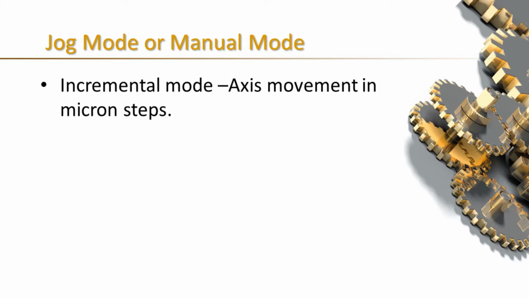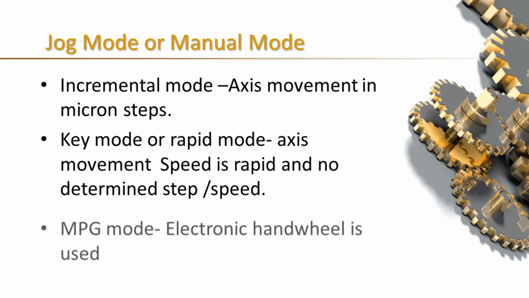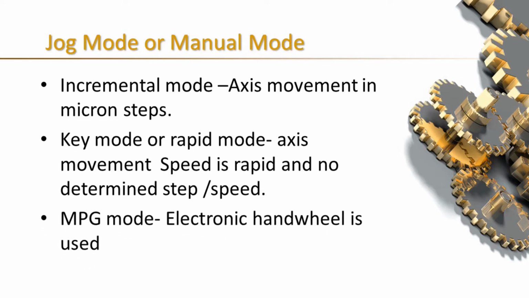Incremental mode: the axis movement in this mode is in microns. But in the jog mode, that is the key mode or rapid mode, the axis movement speed is very rapid. This is the fastest movement of the axis. So there are no determined steps or determined speed for the movement of the axis. But in MPG mode, we have an electronic hand wheel which is used to move the axis in steps of microns, that is 10 microns, 100 microns or even 1000 microns.